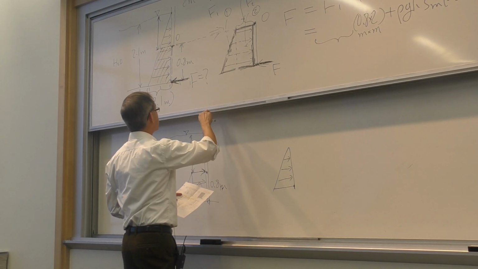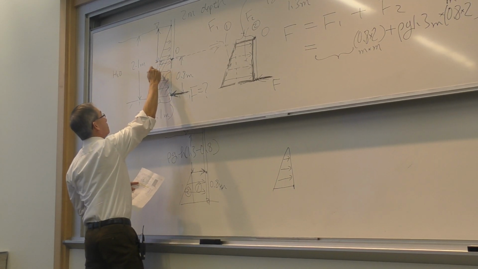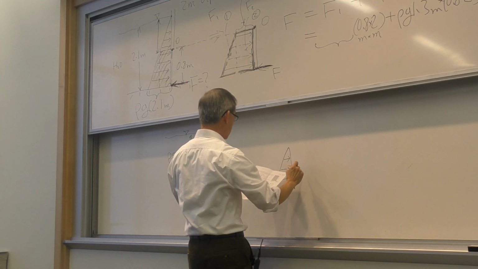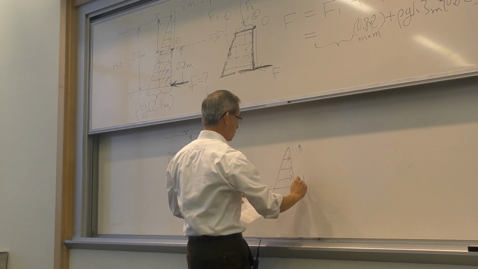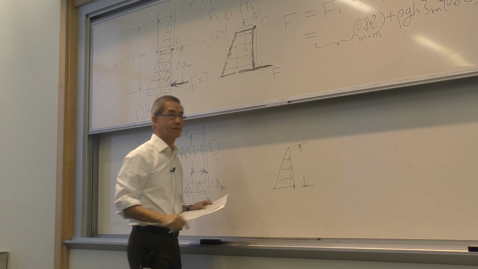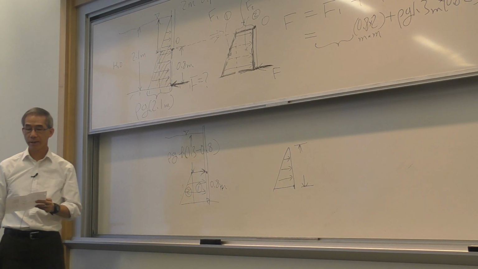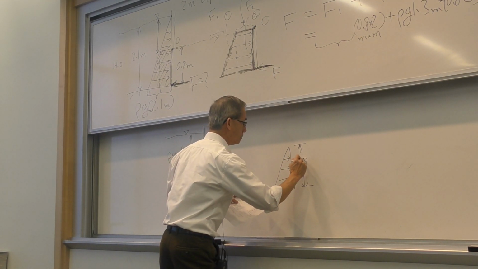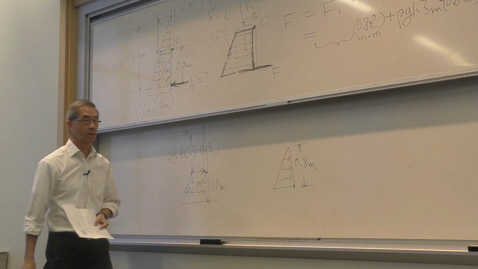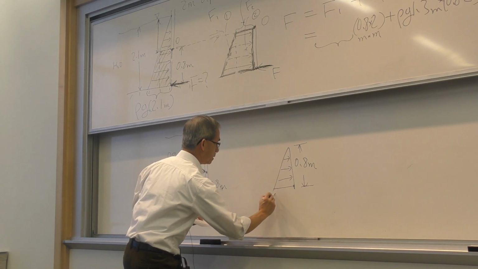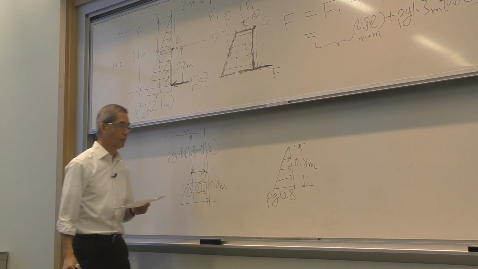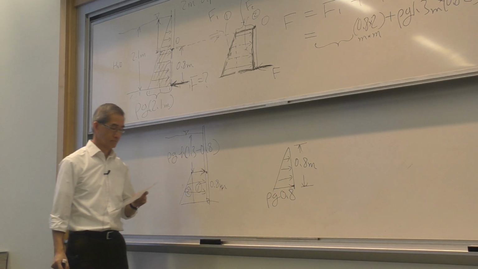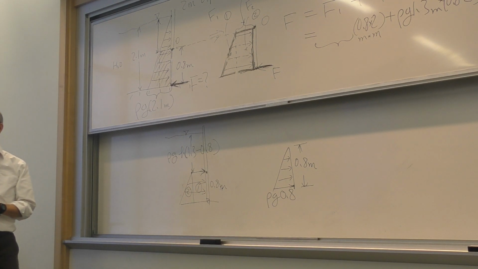So in here, now that I have broken up the pieces, the pressure on this side, what is the height of this right angle triangle? 0.8 meter, such that the base pressure is rho G 0.8. Are you with me?